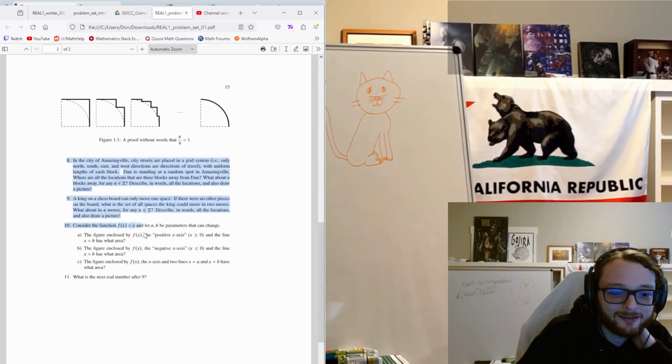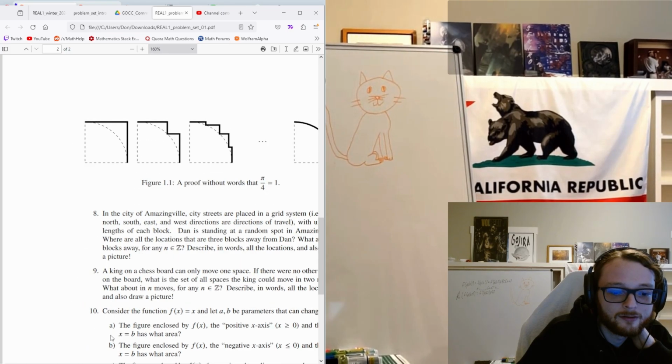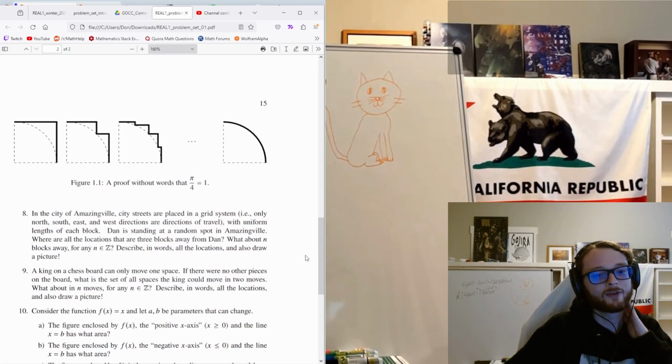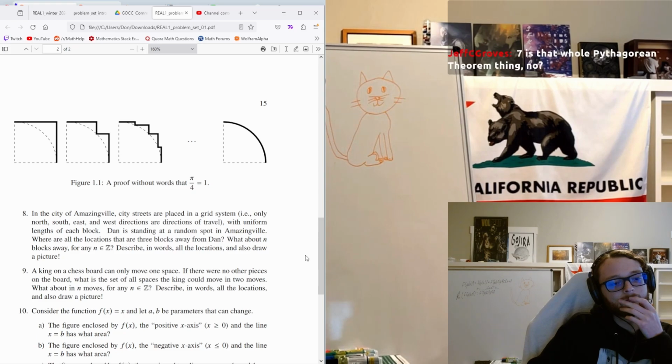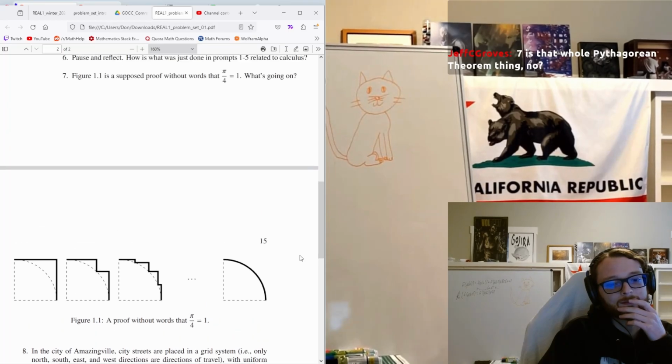Let's just read through number 8 and see what's up with that. The city of Amazingville, city streets are placed in a grid system. Oh, is there a Pythagorean theorem thing? We didn't actually get to an answer on this. So maybe don't spoil the end answer, because I'd like to figure it out for myself as a learning thing, but Pythagorean theorem could definitely be related here, it seems.